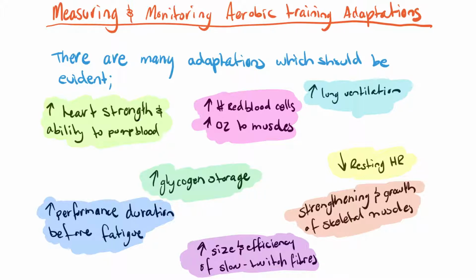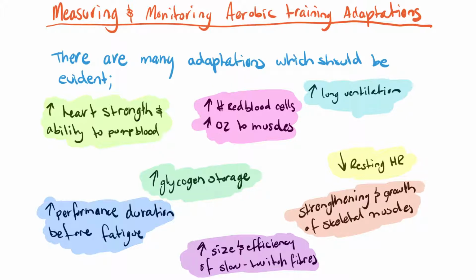There are many adaptations which should be evident if you're going to engage in aerobic training, and these will vary from athlete to athlete depending on their age and the stage of training that they're at or how long they've been training for. Some of the obvious ones will be, to start with, the increase of heart strength and the ability to pump blood. Obviously the more aerobic training you do, the more efficient your heart is going to become at pumping blood around the body.